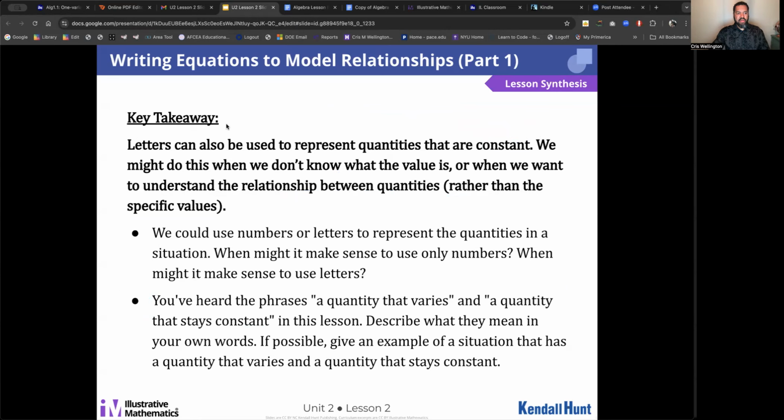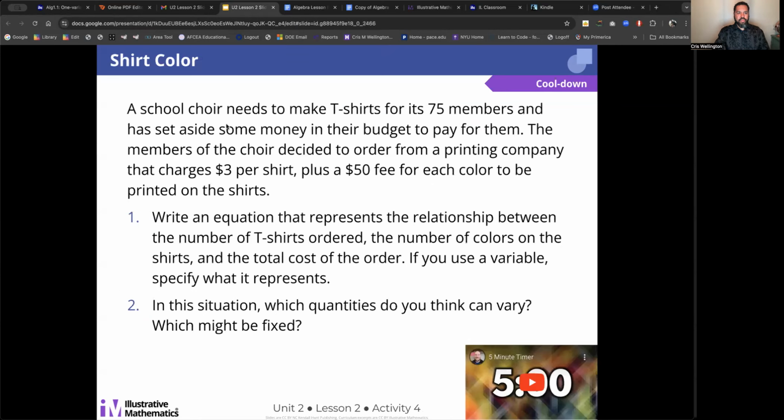Let's see what else we have. All right. This is your cool down, which obviously we're not going to go over. This is for you to do your cool down.